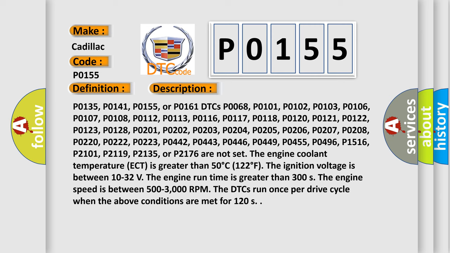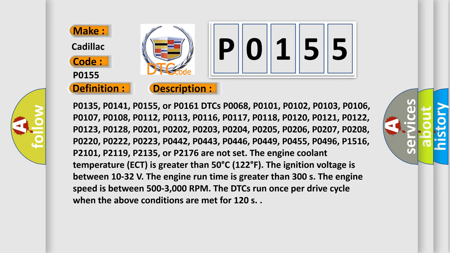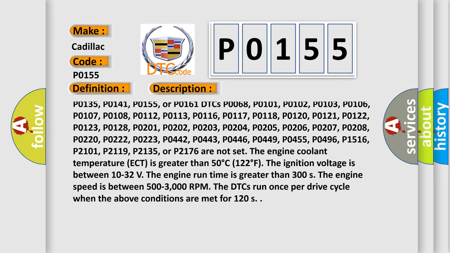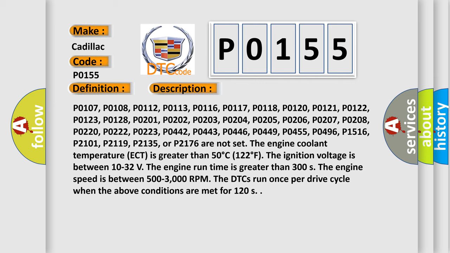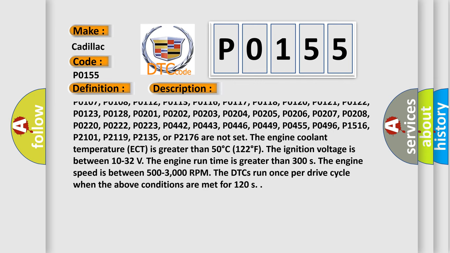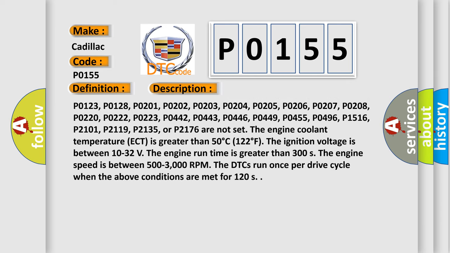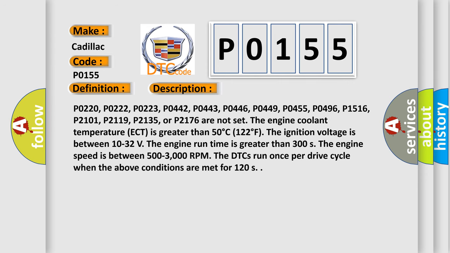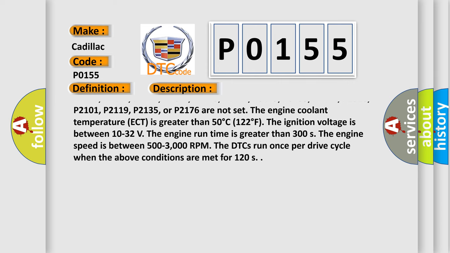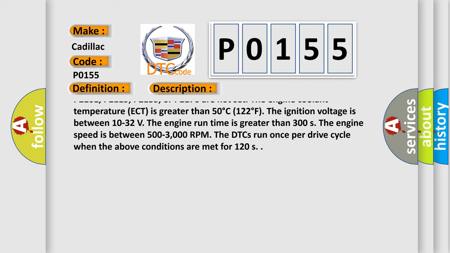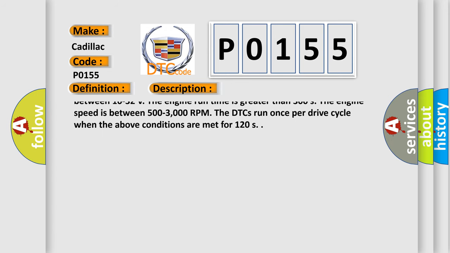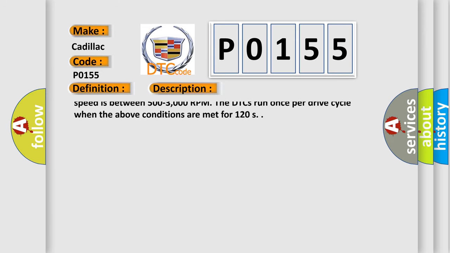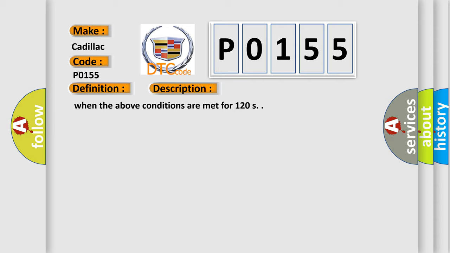P0135, P0141, P0155, or P0161 DTCs P0068, P0101, P0102, P0103, P0106, P0107, P0108, P0112, P0113, P0116, P0117, P0118, P0120, P0121, P0122, P0123, P0128, P0201, P0202, P0203, P0204, P0205, P0206, P0207, P0208, P0220, P0222, P0223, P0442, P0443, P0446, P0449, P0455, P0496, P1516, P2101, P2119, P2135, or P2176 are not set.